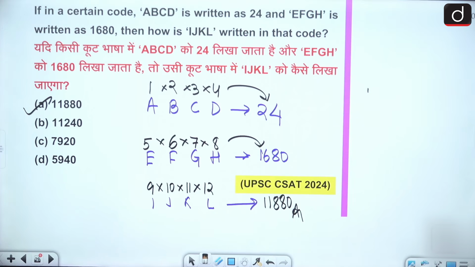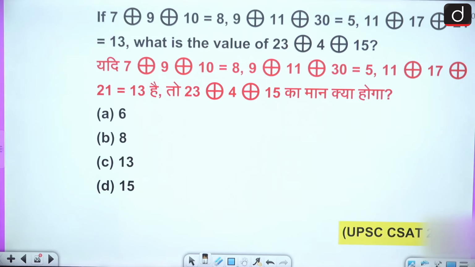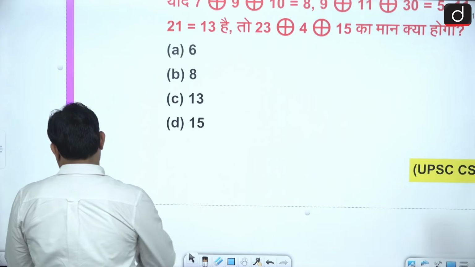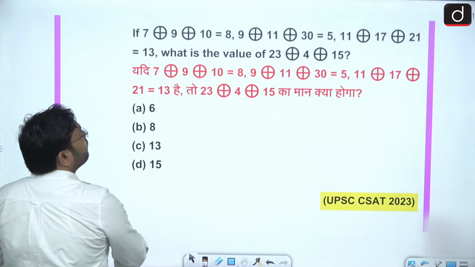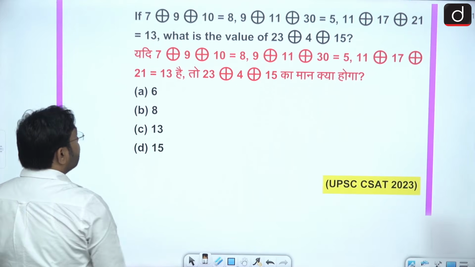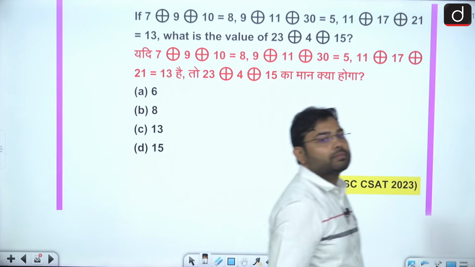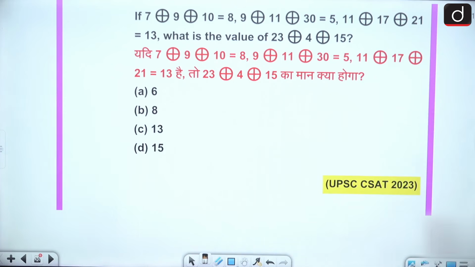Next one. This is from 2023. If 7, 9, 10 is 8, 9, 11, 30 is 5, 11, 17, 21 is 13, what is the value of 23, 4, 15? This is number coding.